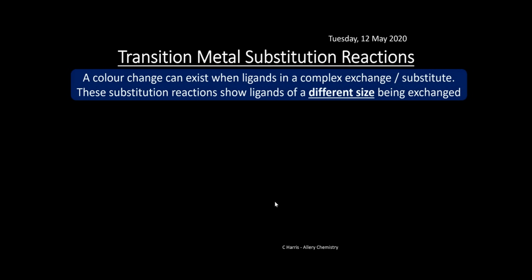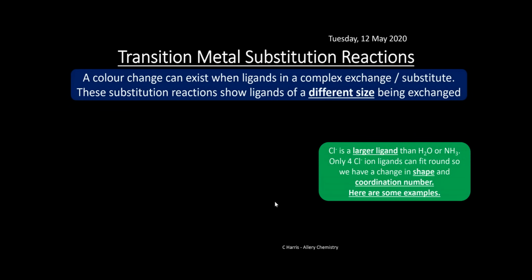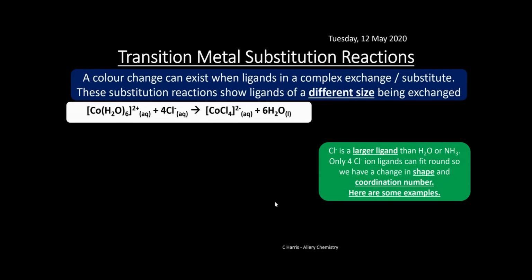This one we're going to do exactly the same, but these substitution reactions are going to show ligands of a different size being exchanged instead of the same size. So here we're going to use a slightly larger ligand, such as a chloride ligand, and a chloride ligand is larger than water or ammonia for that matter, and only 4 chloride ligands can fit around that. So we have a change in shape and coordination number as a result. So we're going from a 6 to a 4. So let's look at some examples here.